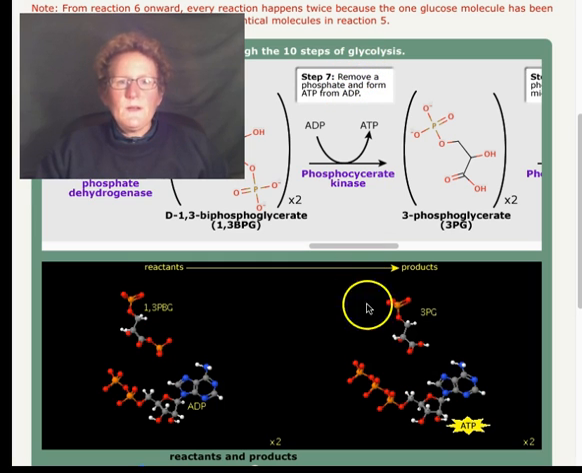Step 7. All right, finally we're producing some ATP. So we have 2 ATP produced here because this reaction is happening twice for every glucose molecule. So far we've used up 2 ATP in steps 1 and 3, and now we've created 2 ATPs, so we're kind of neutral for ATP now.